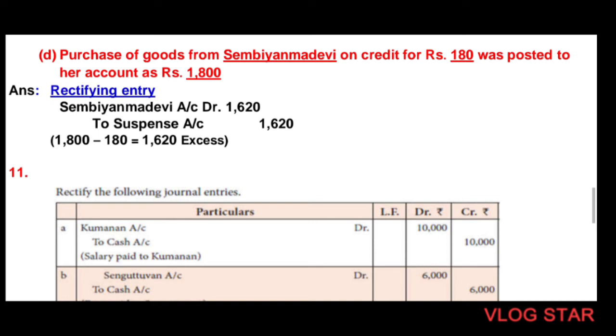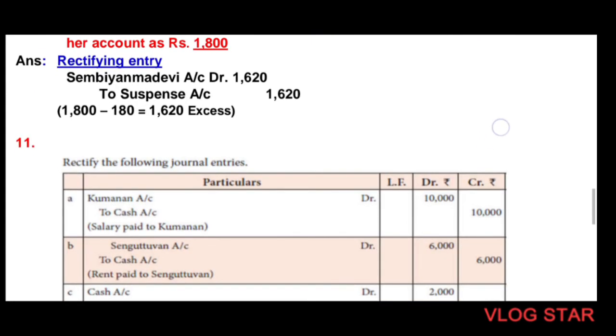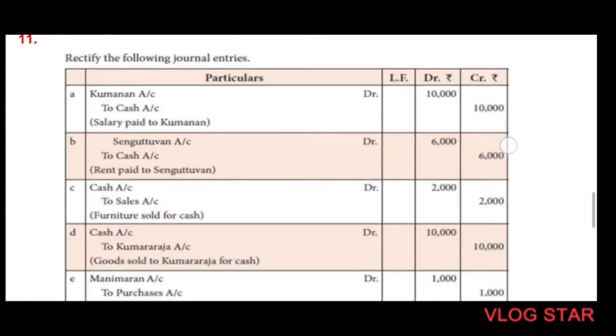Next question. Purchase of goods from Sembyanma Devi on credit, rupees 180, was posted to her account as 1800. So instead of 180, it is written 1800. So it is excess, overcast. So overcast means we have to write the opposite entry. Normally, purchase of goods from Sembyanma Devi means the original entry is purchases to Sembyanma Devi. It's a credit balance in original. But when we have to rectify it, it's excess, so we have to write the opposite. So the name we have to write on the debit side. So Sembyanma Devi account debit 1620 to suspense account 1620. So 1800 minus 180.